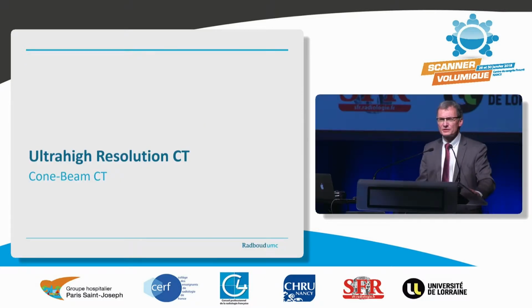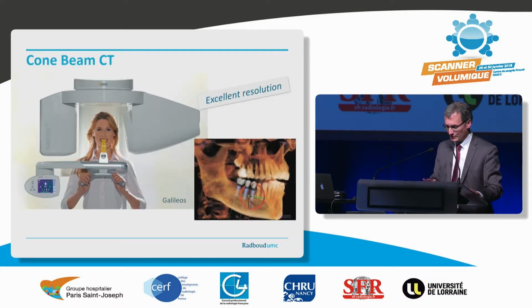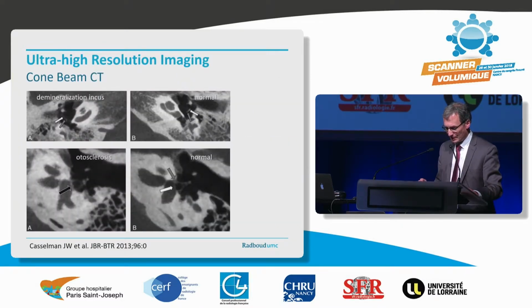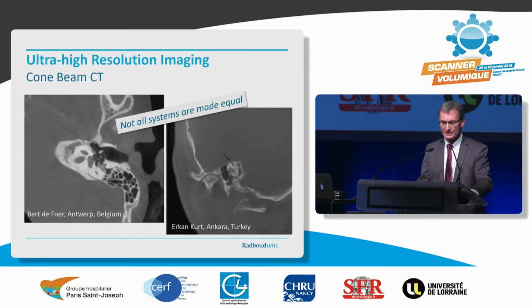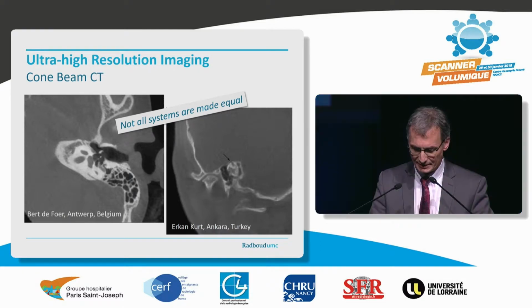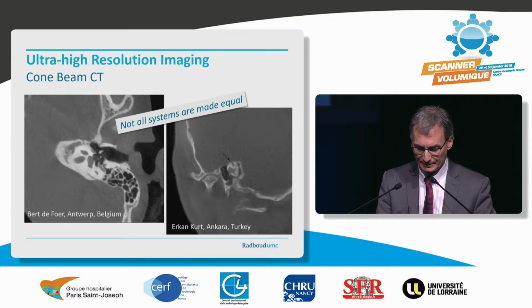Now, ultra-high resolution CT is something that is already available, but outside most radiology departments, it's cone beam CT, usually used for dental exams or for maxillofacial surgery. The resolution can be excellent. Inner ear images are quite amazing with 150 micrometer resolution, but there's a massive difference between the various scanners out on the market, especially when it comes to the artifacts you can see. And they're basically cone beam artifacts that can be quite disturbing in these systems.